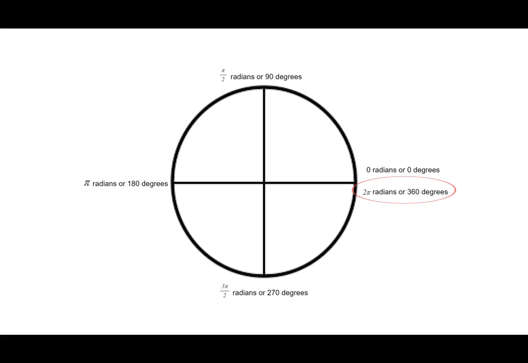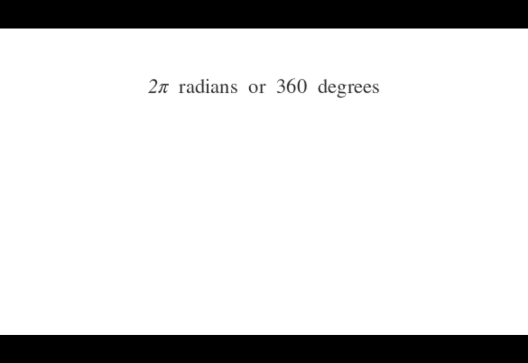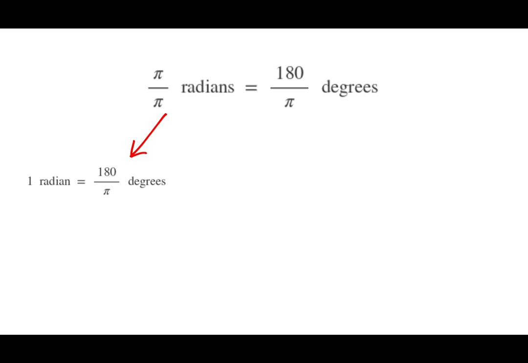We're going to be looking at 2 pi radians, or 360 degrees, because it's equivalent to 1 full rotation of a circle. If 2 pi radians equals a whole rotation of a circle, and 360 degrees is also a whole rotation of a circle, then both of these values are equal to each other. Since we have an equation now, we can simplify it by dividing both sides by 2 to get pi radians equals 180 degrees. If we want to solve for radians, we would divide both sides by pi, and then we would get 1 radian equals 180 over pi degrees.